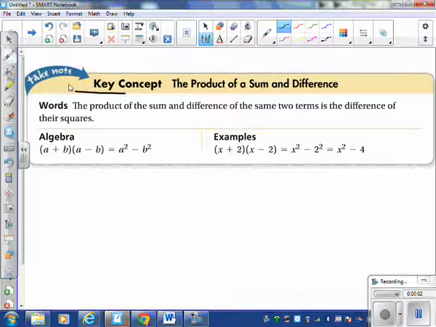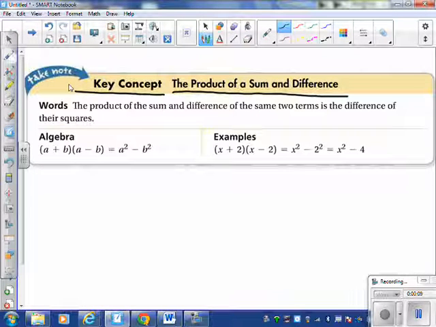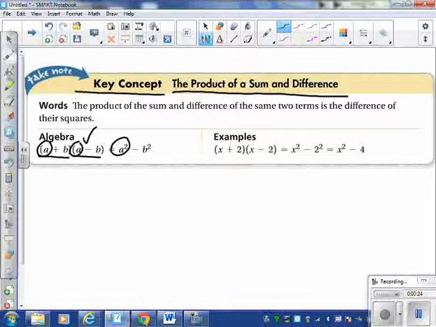Let's take a look at this key concept. The product of a sum and a difference. What they're doing here is they're taking a plus b, and the same numbers again, and subtract them, a minus b. What they're doing is they're taking the a's and they square them, bring over the minus sign, and then the b's, they square those. So you're left with a squared minus b squared.